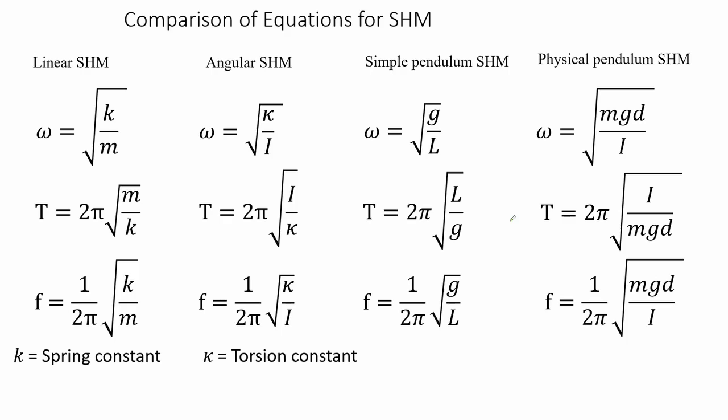Here we have a summary of different equations for simple harmonic motion. We have the linear system, angular system, simple pendulum system, and the physical pendulum. It is important to analyze what type of system the problem involves before applying any of the equations.